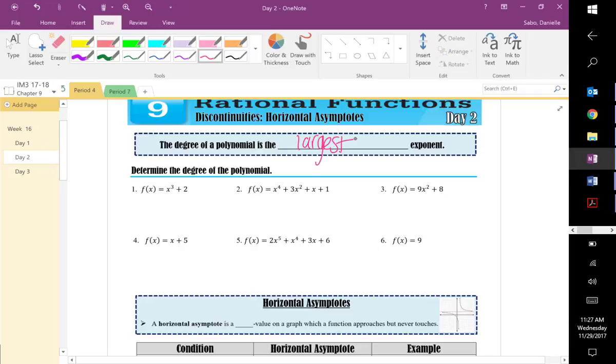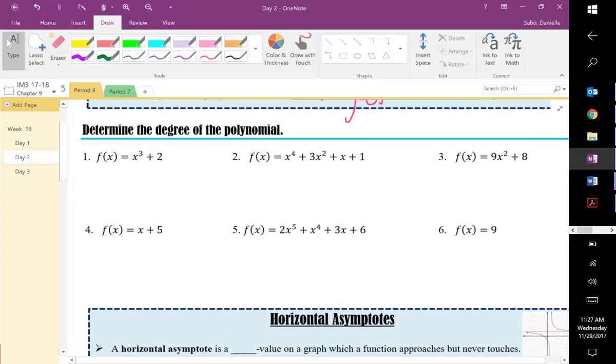We practiced that when we were talking about polynomial functions in chapter 5. We talked about that largest exponent, the degree of it. Remember I asked, what's the degree of the function? You said, it's even, so it's going to open up in the same direction. That's kind of the same thing. We're going to use the largest exponent. Let's look at this one.